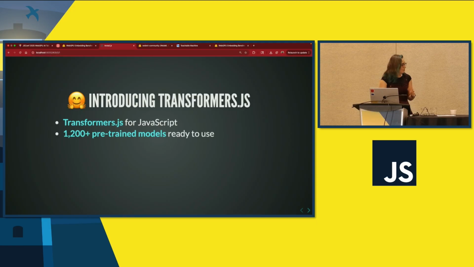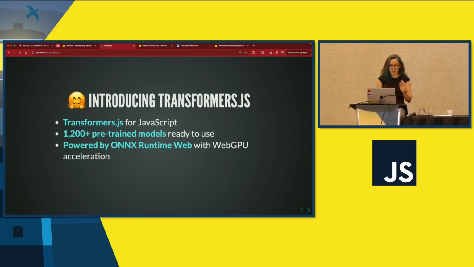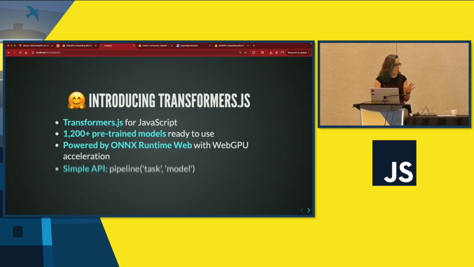Transformers.js is JavaScript. It has trained models already, and if you can't find the model that you're looking for, you can find a trained model somewhere else and then convert it with the ONNX runtime to be used with Transformers.js. It has a very simple API.